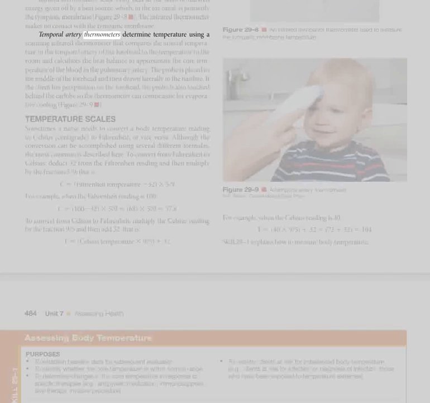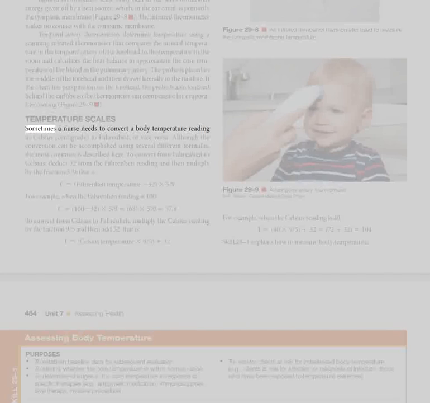Temporal artery thermometers determine temperature using a scanning infrared thermometer that compares the arterial temperature in the temporal artery of the forehead to the temperature in the room, and calculates the heat balance to approximate the core temperature of the blood in the pulmonary artery. The probe is placed in the middle of the forehead, and then drawn laterally to the hairline. If the client has perspiration on the forehead, the probe is also touched behind the earlobe so the thermometer can compensate for evaporative cooling, Figure 29-9.